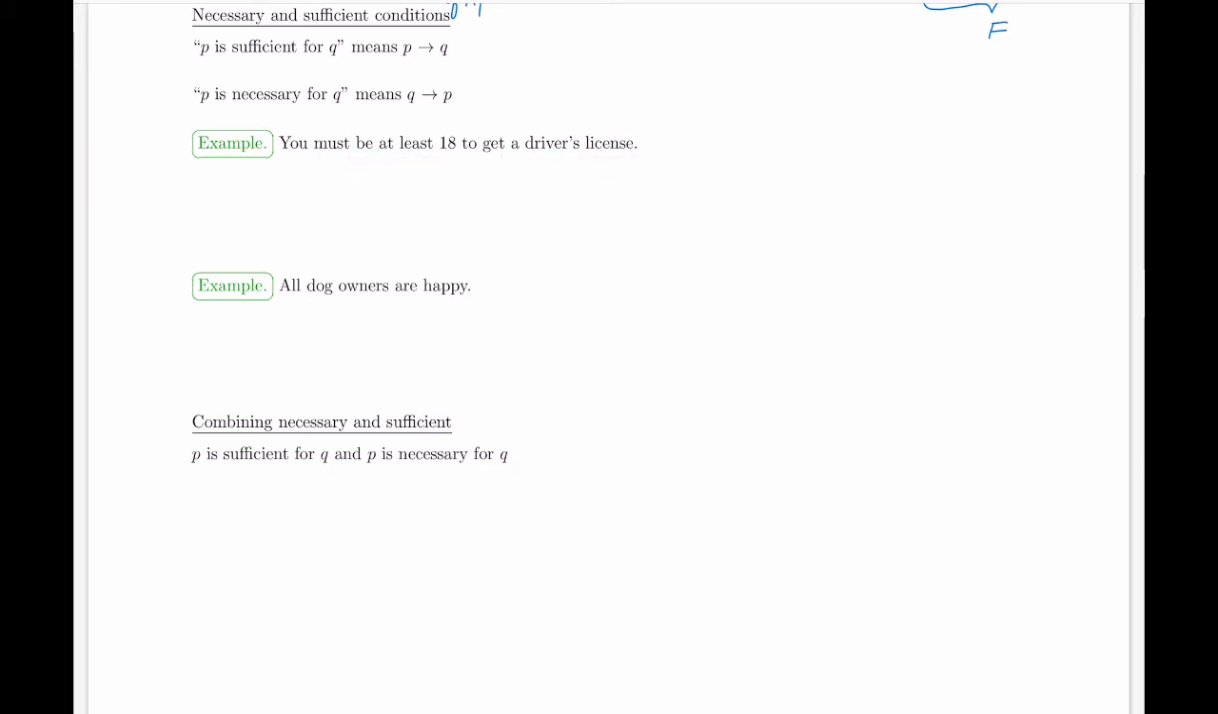So let's label them. Being at least 18, we're going to call P, and getting a driver's license, we're going to call Q. And the idea here is to figure out, does this mean that P implies Q or does this mean that Q implies P? Do you think that it is necessary to be 18 to get a driver's license? Or do you think that it's sufficient to be 18 to get a driver's license? My claim is that it's necessary, but not sufficient.